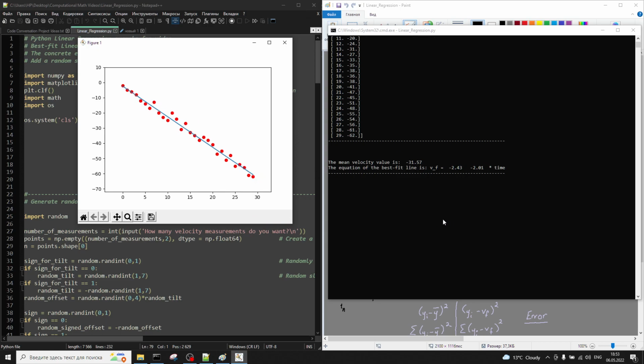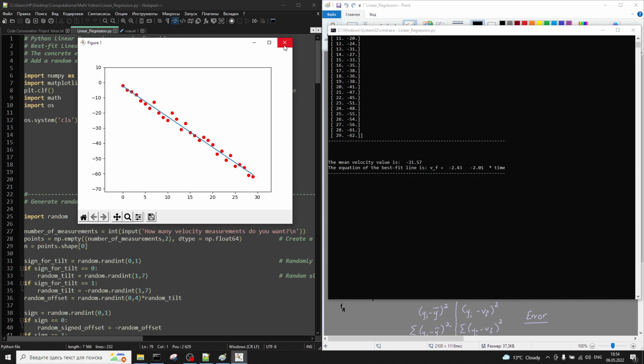there in blue. And it tells us the mean velocity, so the y column here is negative 31. The equation of the best fit line is final velocity equals negative 2.43 minus 2 times time. So this should be approximately 2 on the slope. It's a little hard to tell because the way to make the graph so that you could see all the plots nicely skews it. You'll notice that the axes are skewed so that this goes 0 to 70 and this goes 0 to 30. But this does have a slope of negative 2.